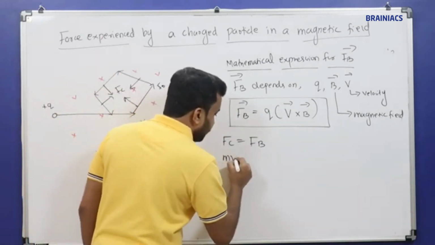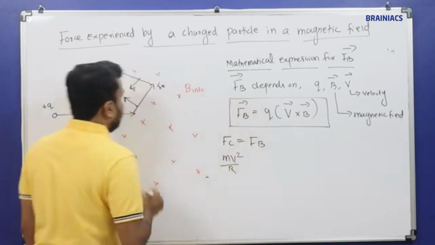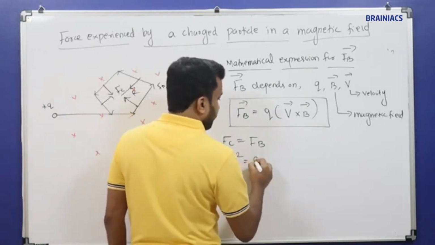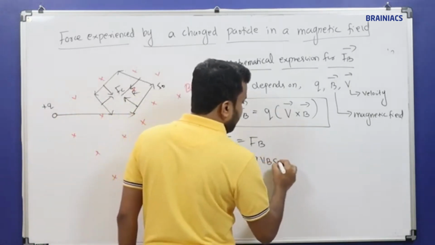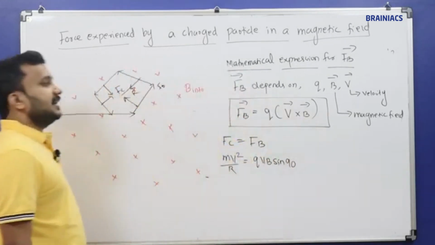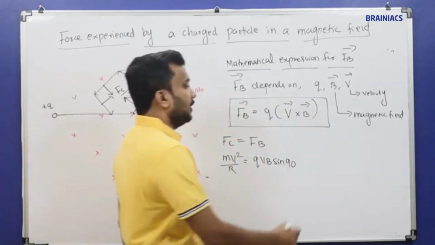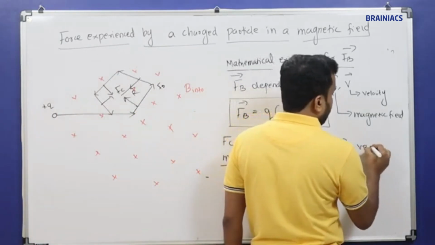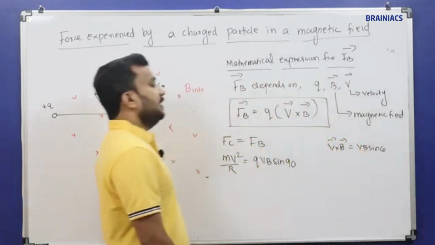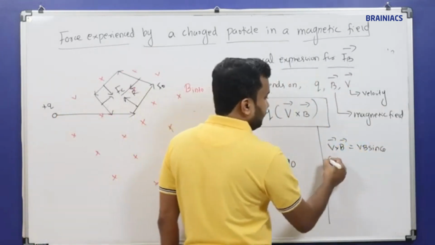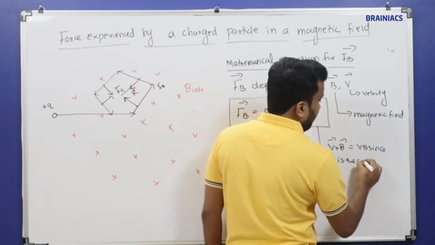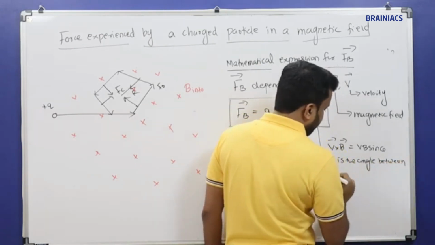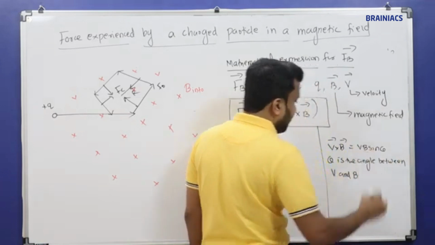What is the general expression for this one? mv square by r. R is the radius of the circular path, V is the velocity. What is this one? Q into V into B into sine of 90. What is sine theta? V cross B. We know V cross B will be equal to VB sine theta. Theta is the angle between V and B.